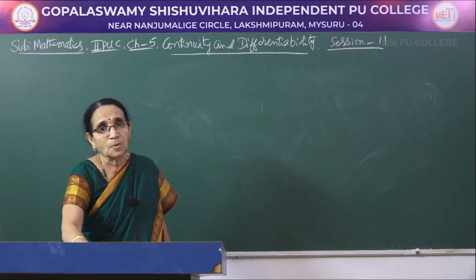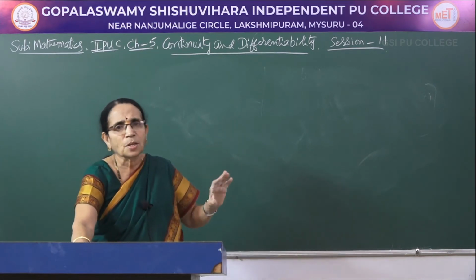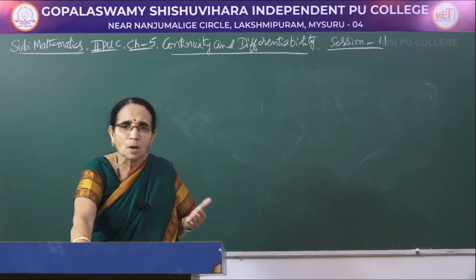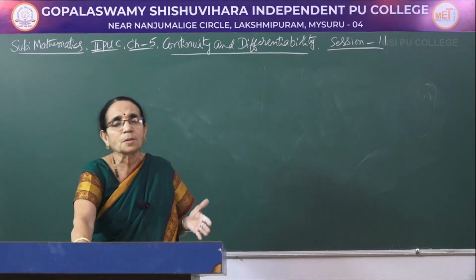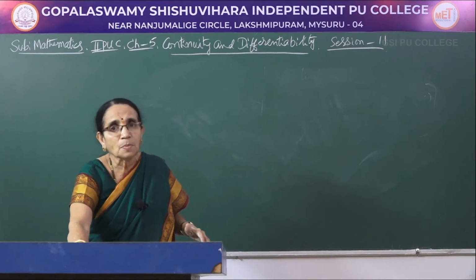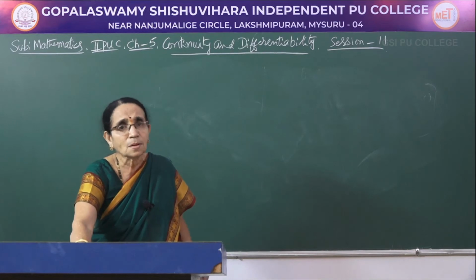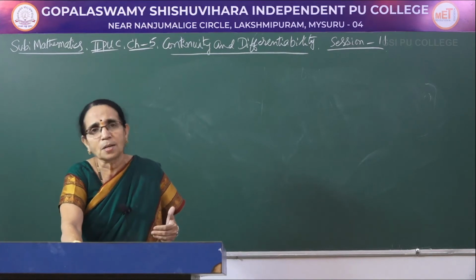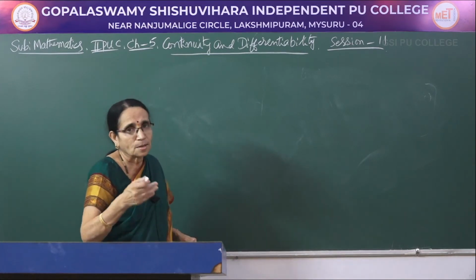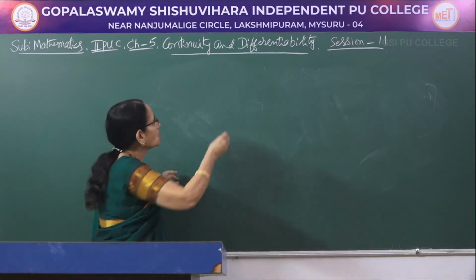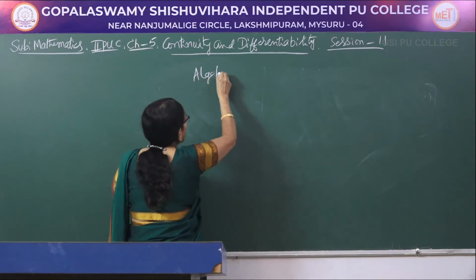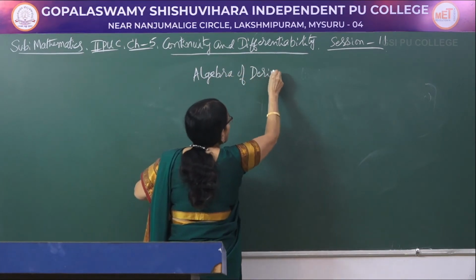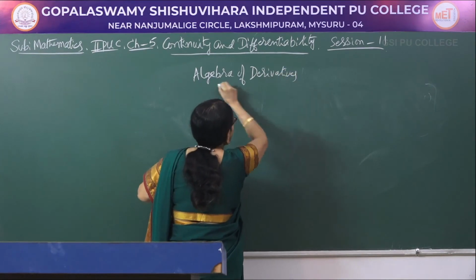Now, algebra of derivatives. See here I have taken only one function f(x), it is a single term I have taken. But the function may be expressed as the sum of two functions, the difference of two functions, or the product of two functions, or it may be the quotient of two functions, isn't it? Always we cannot have only a single term in a function. So, how to find the derivative when it is a sum or a difference or a product or a quotient? That is known as the algebra of derivatives.